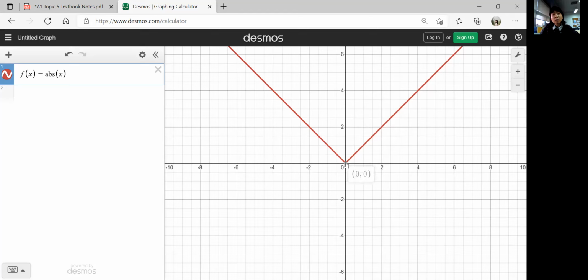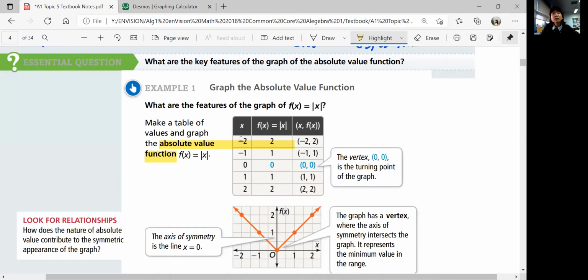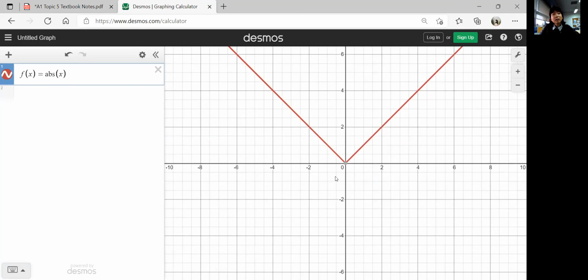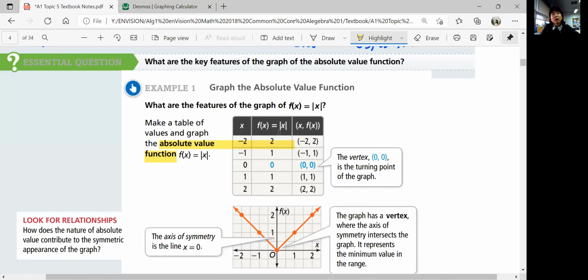You start from 0, 0, and you have 1, 1, 2, 2, 3, 3, negative 1, 1, negative 2, 2. They basically tell you how much distance they're away from 0, 0. So the points here, we'll have a vertex, 0, 0. That's called the vertex, the lowest point, or where it starts from. That's your standard point. It's the turning point of the graph.